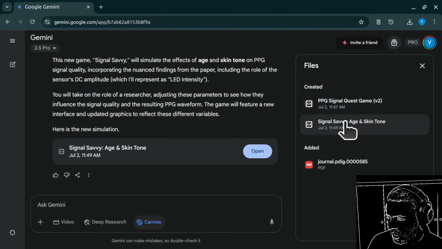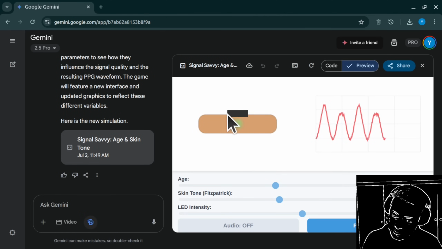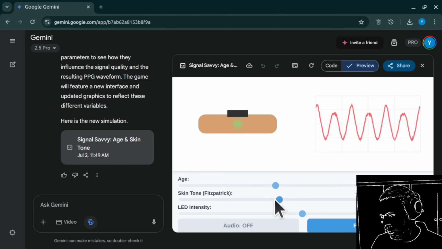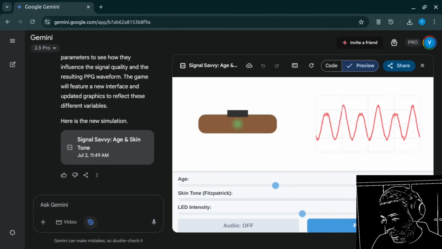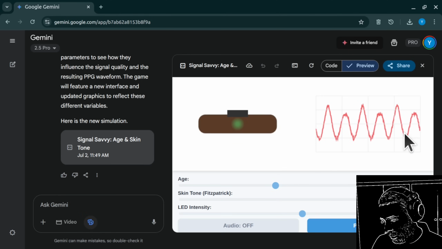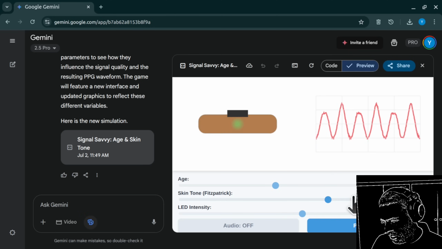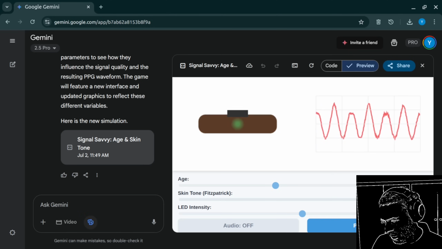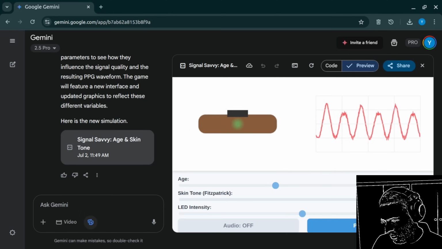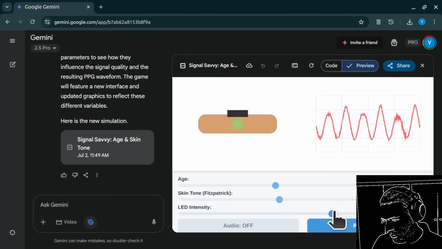And we have another simulation where you can actually see the PPG device. You can adjust your skin tone, which supposedly will make a smaller signal, or the other way around. It doesn't seem to, it makes the signal a bit more noisy, I think. It's not a substantial difference.